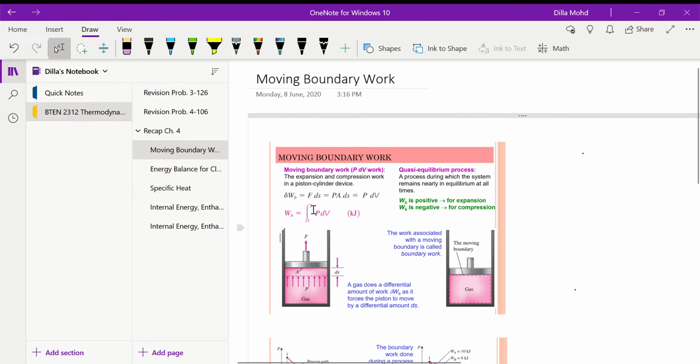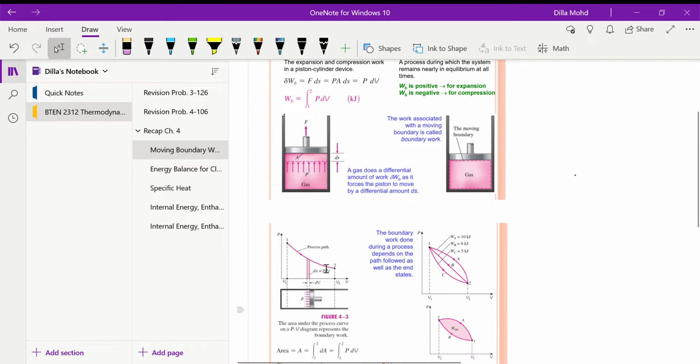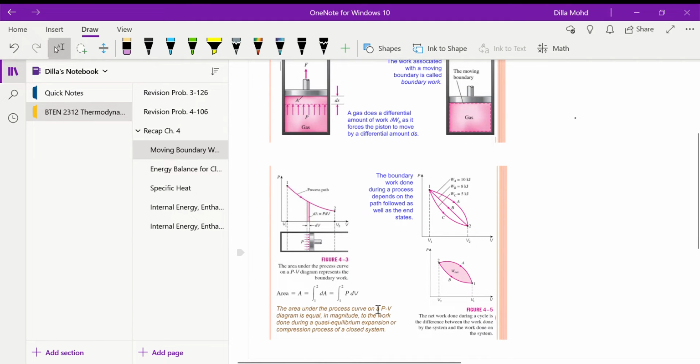So your moving boundary work is positive if you have an expansion, and it is negative when you have a compression. This is due to the displacement of your volume. And your moving boundary work is also equal to the area under your process path, because the area under your process path is equal to the integration of the pressure multiplied by the displacement of the volume.